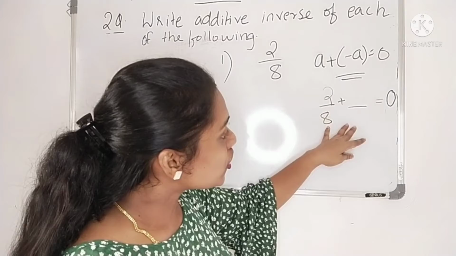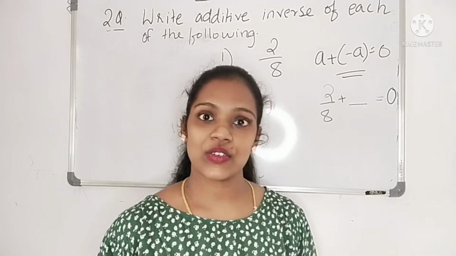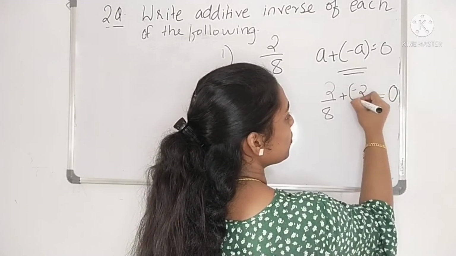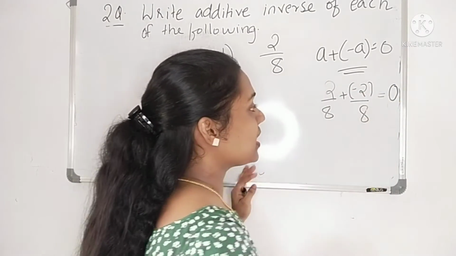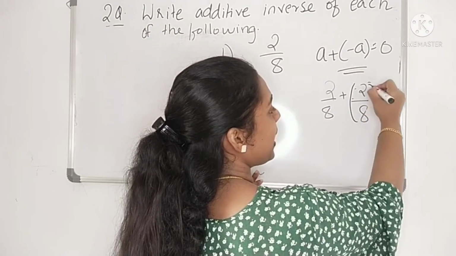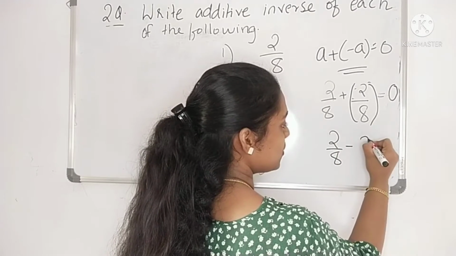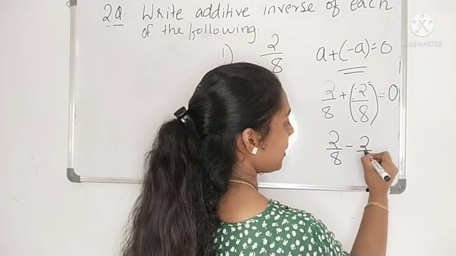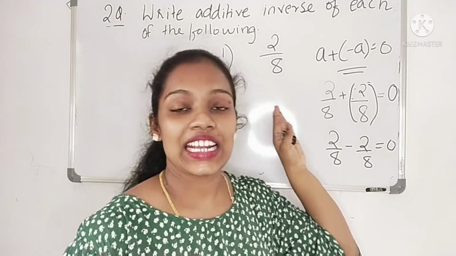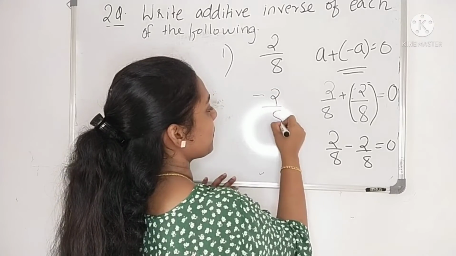So what should be added to 2 by 8 in order to get the sum as 0? Obviously minus 2 by 8. So 2 by 8 plus minus 2 by 8 means 2 by 8 minus 2 by 8, which is 0, right? So we can say that the additive inverse of 2 by 8 is minus 2 by 8.